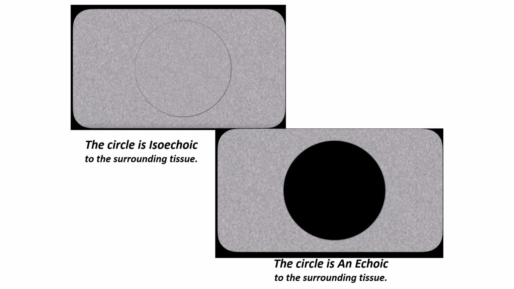Notice in the circle that is labeled isoechoic, what we're looking at is two different tissues, but they have the same density and thickness. On the other hand, if we look at an echoic piece of tissue, the surrounding tissue is different from the tissue that we see in the circle.